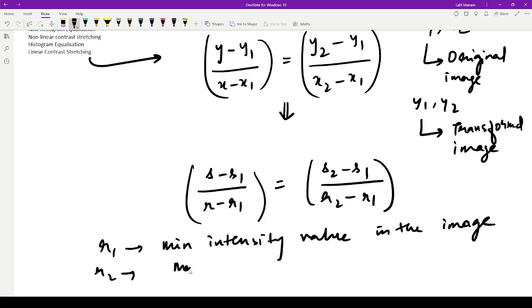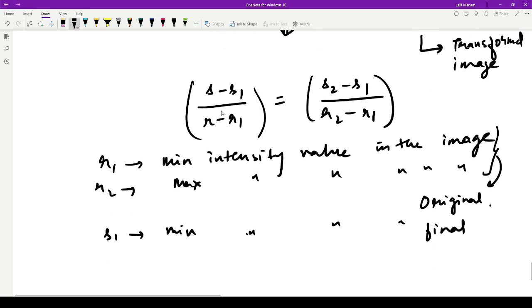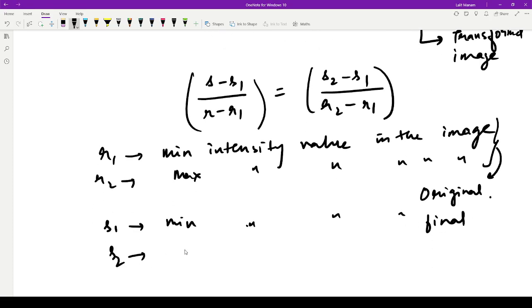R2 is the maximum intensity value in the image. Fine. It is the original image. And S1 is again the minimum intensity value in the final image. And S2 is the maximum intensity value in the final image. Okay. Is everyone clear with this?